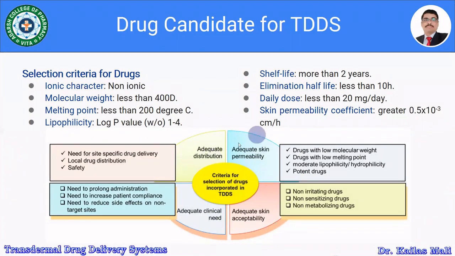Whatever drug we have selected, it should have good permeability, which is going to be decided by the molecular weight, melting point, lipophilicity, and its potency. Generally, the drug should have low molecular weight, low melting point. It should have moderate lipophilicity as well as hydrophilicity in order to cross the skin barrier or the stratum corneum. Then the drug should have a low dose. It should be potent in nature.